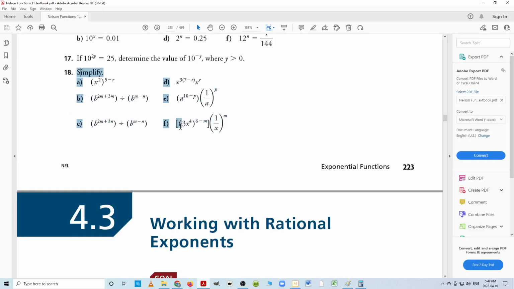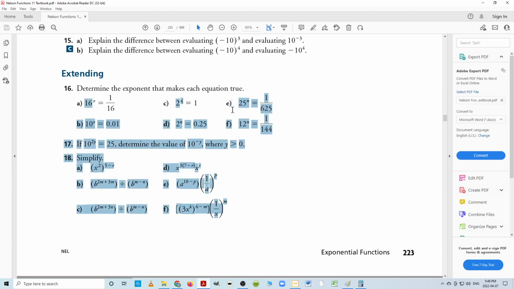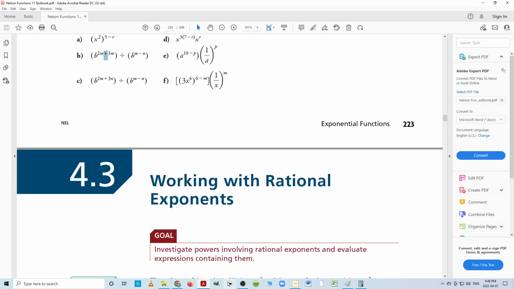These last ones aren't as useful actually as the one I just did, the logic one, and these ones up here. 16 and 17 is way more useful than 18. And I'll do 4.3 next time.